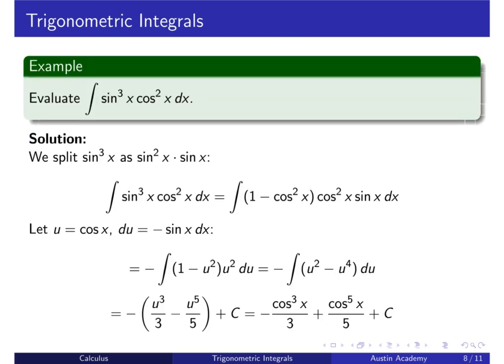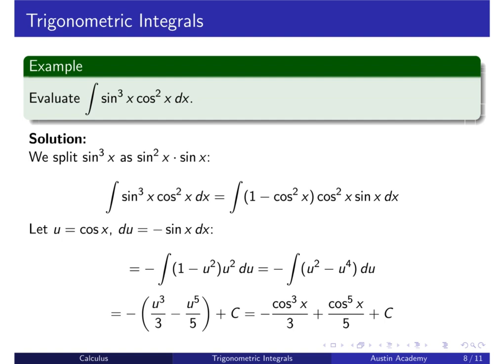Example 1. Evaluate the integral of sine cubed x times cosine squared x. Step 1. Split sine cubed into sine squared times sine. Step 2. Replace sine squared x with 1 minus cosine squared x. Step 3. Let u equal cosine x, and du equals negative sine x dx.